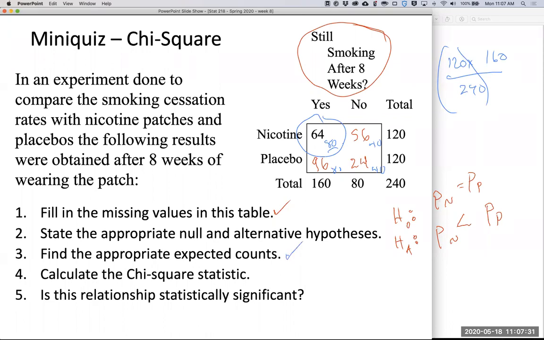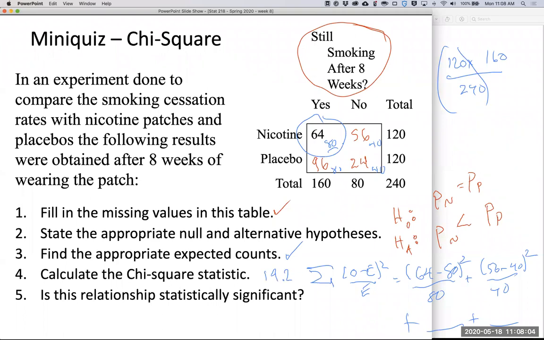Chi-square, again, stop and pause. Here's your equation. Chi-square is the observed minus the expected, squared, over the expected. The first term is 64 minus 80 squared over 80. The second term is 56 minus 40 squared over 40. And then I have two additional terms, and I got 19.2. Did y'all get 19.2? I'm actually not sure that I got 19.2. It's either 19.2 or 19.8 if I remember from a past class, but is that result statistically significant? The answer is yes, because our p-value is well below 0.05. It's less than 0.0001.